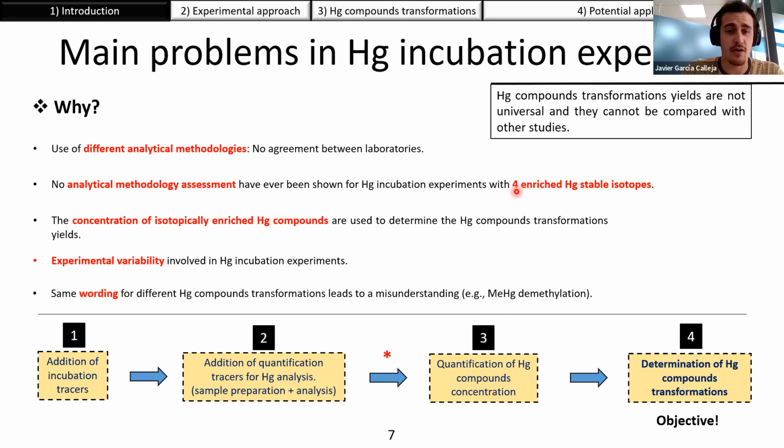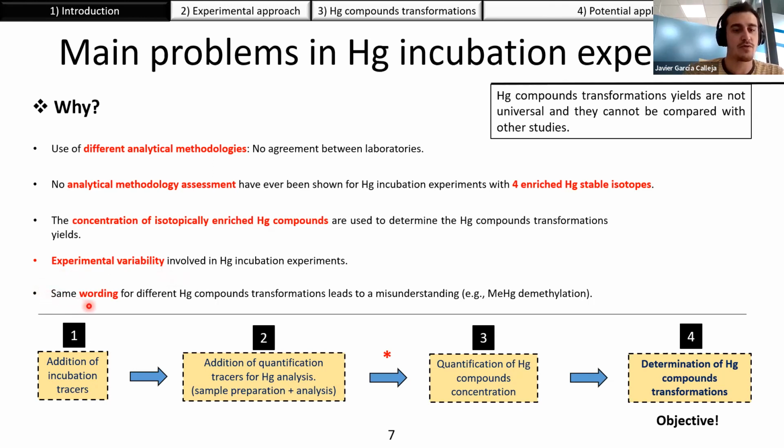And so far, no analytical methodology has ever distinguished the methylation and demethylation reactions between the incubation process and the sample preparation. Also, it's important to point out that for the determination of mercury compounds' transformations, we need the concentration. So it's crucial to know how we quantify these mercury compounds. And after, we have a huge experimental variability, such as the spike addition, the incubation time, the pre-equilibration or non-equilibration of the mercury compounds before addition.